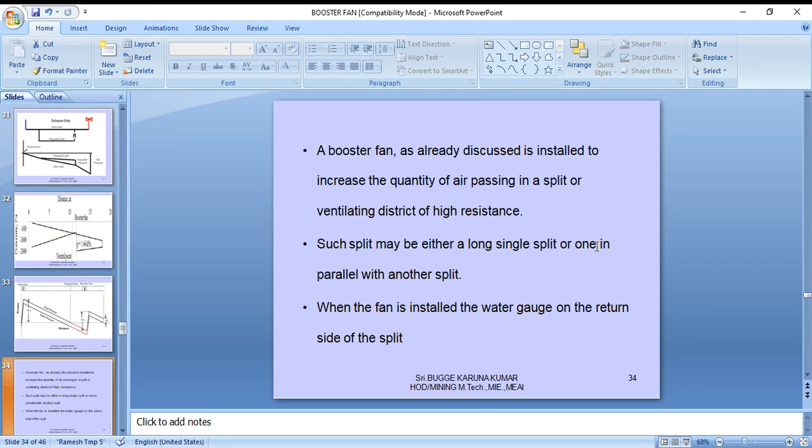The booster fan, as I already discussed, is installed for increasing the quantity of air passing in a split or ventilating districts of high resistance. Such splits may be either a long single split or one in parallel with another split.